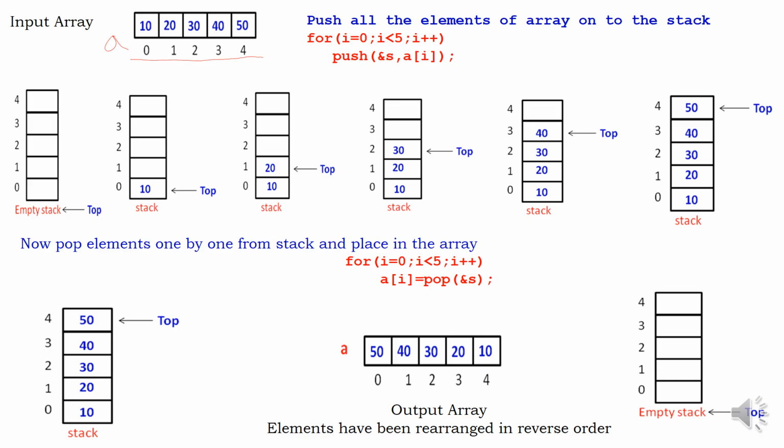We are using a stack which can store 5 elements. Initially we assume that there is an empty stack. We have defined an empty stack. Top is -1.